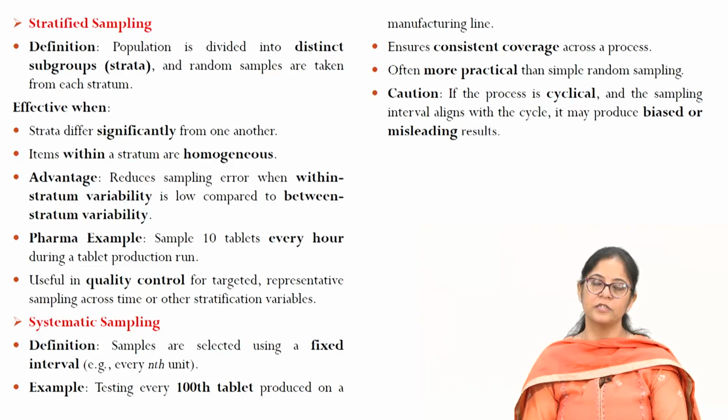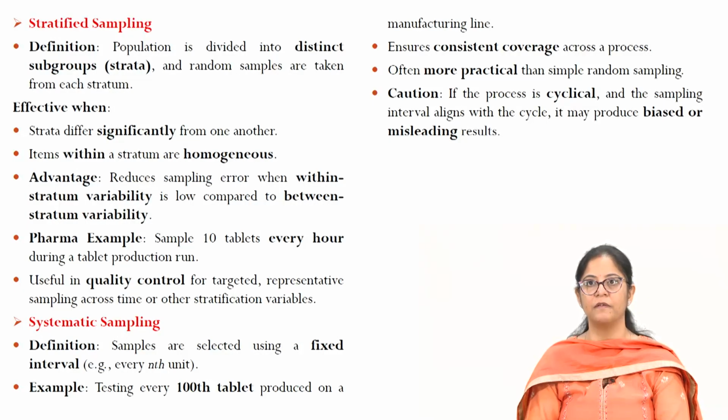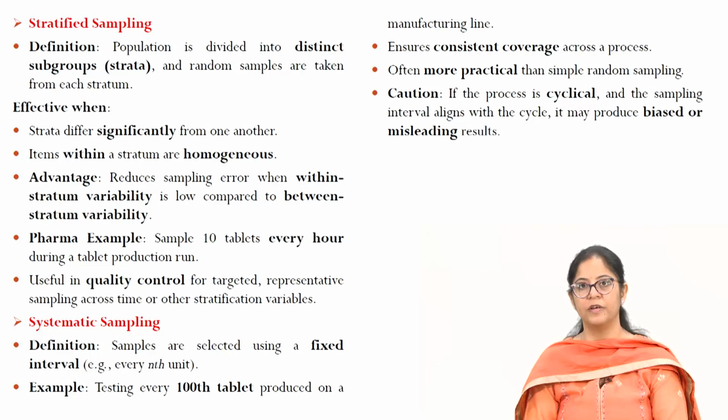The advantages of this type of sampling are that they reduce sampling error when within stratum variability is low compared to between stratum variability. In pharmaceuticals, sampling of 10 tablets every hour during a tablet production run can be a kind of stratified sampling. This is useful in quality control for targeted representative sampling across time or other stratification variables.